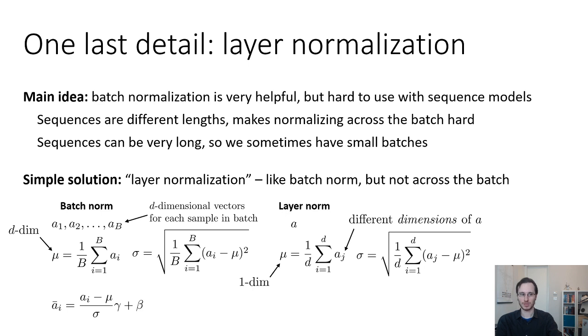And the standard deviation is calculated the same way. It's a sum. Again, there's a typo, j equals 1 to d of aj minus mu. Mu here is a scalar value. Sigma is a scalar value. And then just like before, you transform the activation, subtract mu, divide by sigma, and then element-wise multiply by a vector gamma, and element-wise add a vector beta. So gamma and beta are still per element, but mu and sigma now are scalars. Right. So now this doesn't require any sharing of information across the batch, which means that it's quite straightforward to use this with sequences.